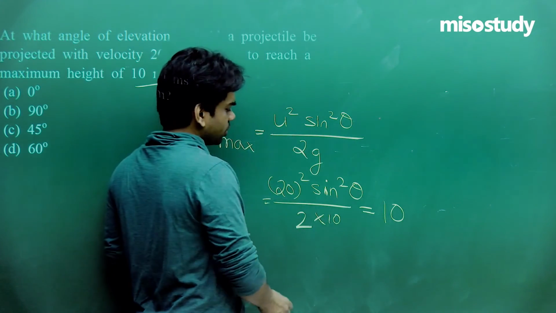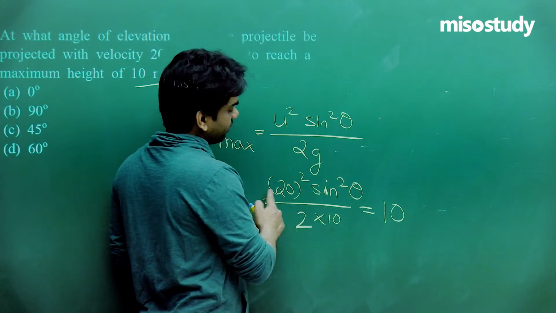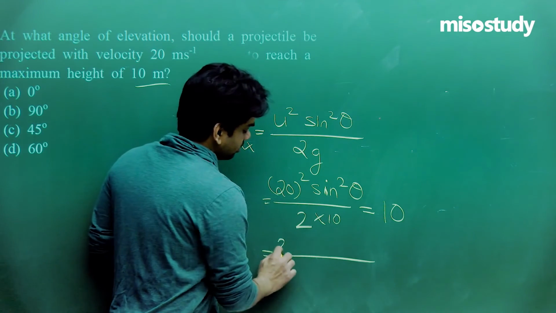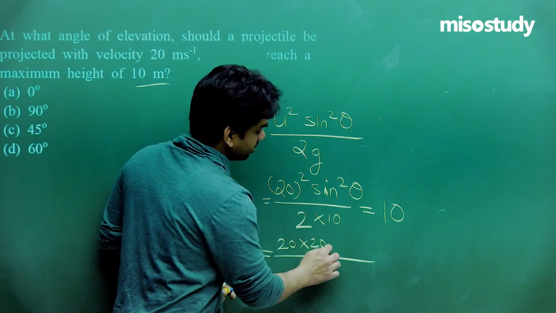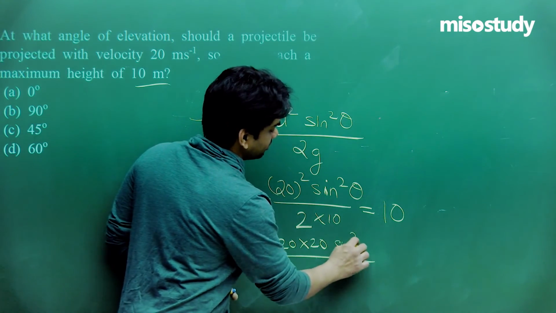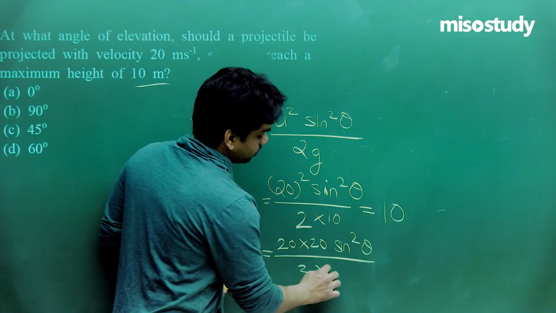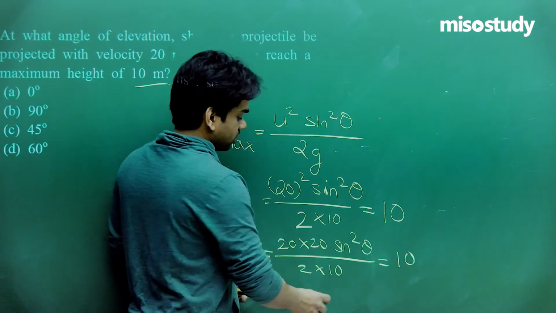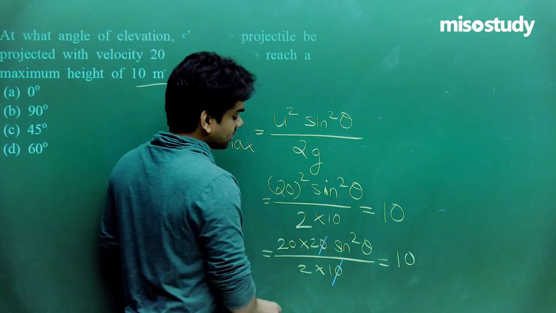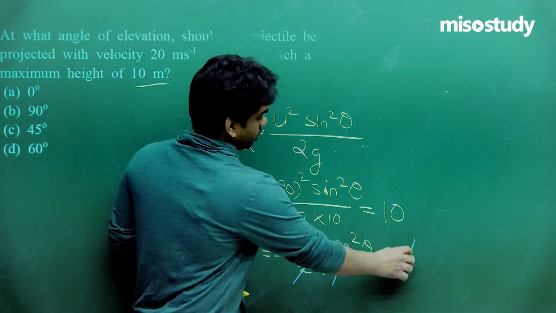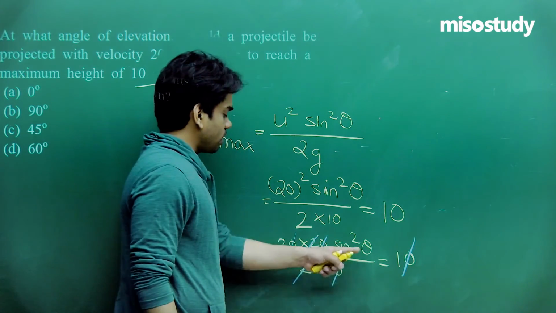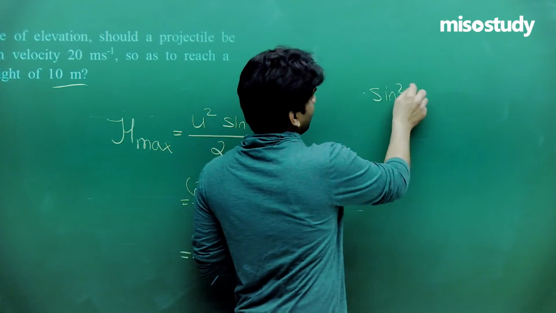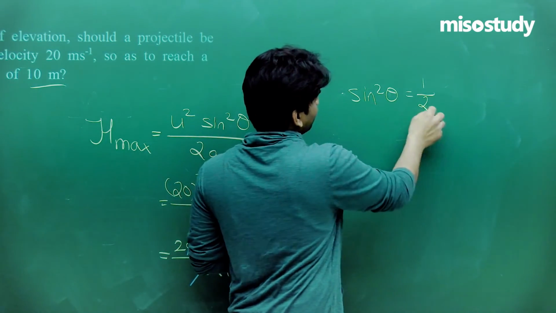Let me cancel out some terms. Here you have 10, here we have 20 whole square. If I just open this, we will be having 20 into 20 sine square theta, over 2 into 10, which is 20. The terms will cancel out: this 10 and 10 cancel out, this 2 cancels out. So sine square theta you get 1 by 2. Sine square theta is 1 by 2.